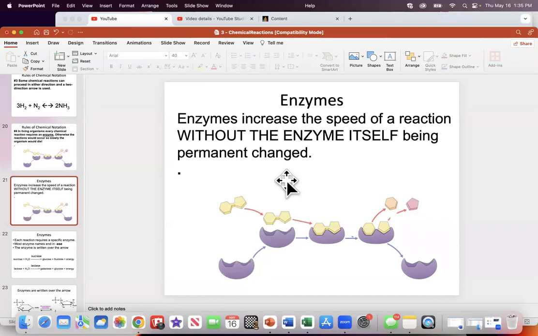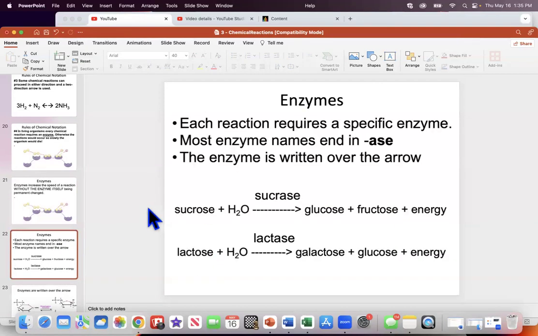So enzyme increases speed. And if you don't have enzyme, this chemical process can still happen. It's just much slower. So in your body, especially since you take this class, AP1 and AP2, you will see a lot of chemical reactions. In your body, you have enzymes to help. Most enzymes end with -ase. So when you see one with -ase, you know it's an enzyme, like sucrase.